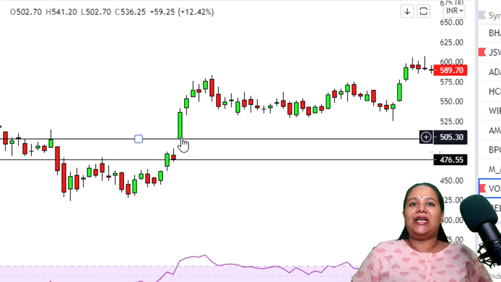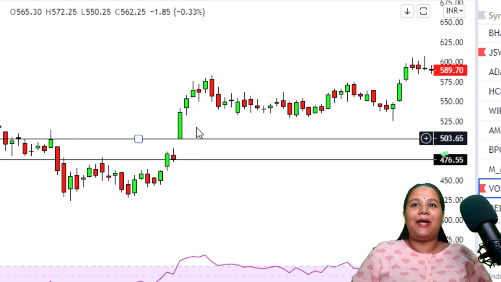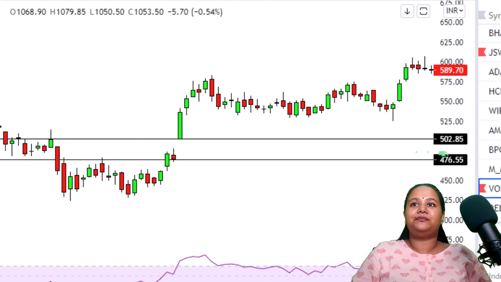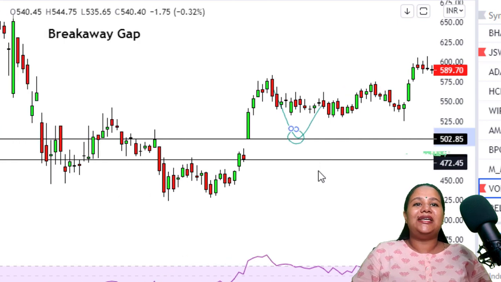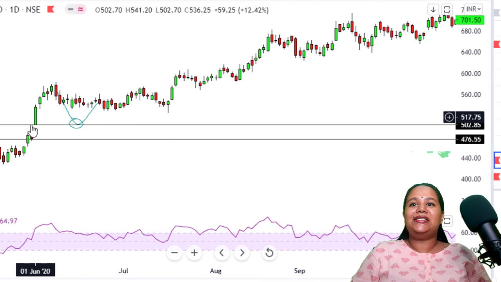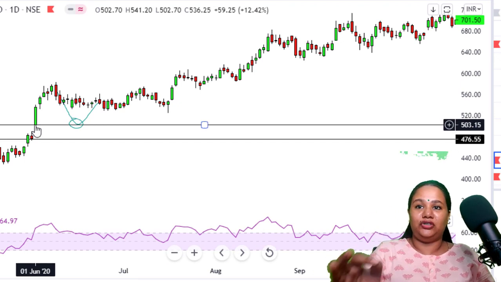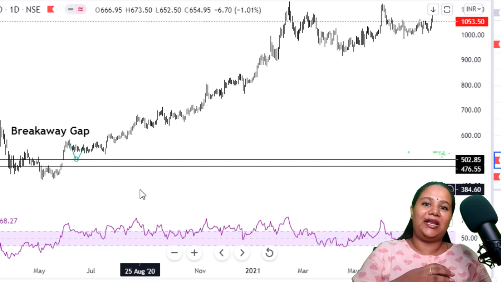Now, if you are waiting for a pullback, so this is where the previous resistance was, if you are expecting the market to come lower somewhere here, take support and bounce off from here so that you can buy over here, friends, it is very, very difficult for such a thing to happen. As you can see over here, this breakaway gap occurred in June 2020. In fact, it has never really come back to that level. So that is the power of breakaway gaps, friends.